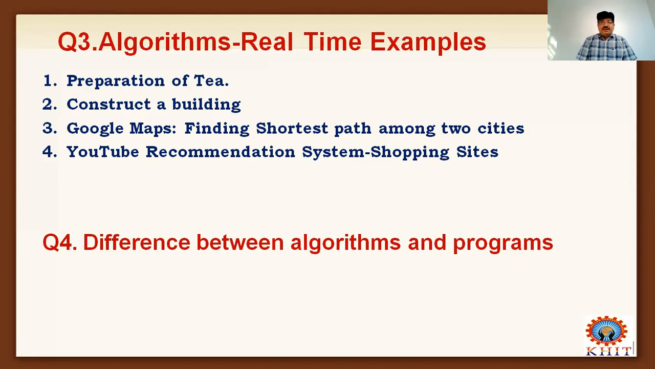Another one is YouTube recommendation systems. Whenever you search on online shopping sites for an item or product, products of the same type are shown on the screen, and the system recommends that you purchase these also. This type of code has to be developed and running in the background. These are notable real-time examples of algorithms.